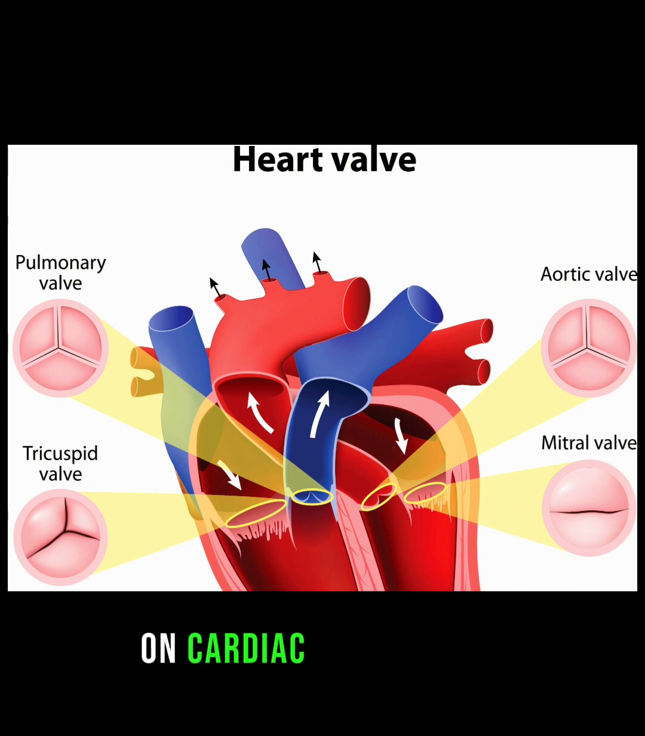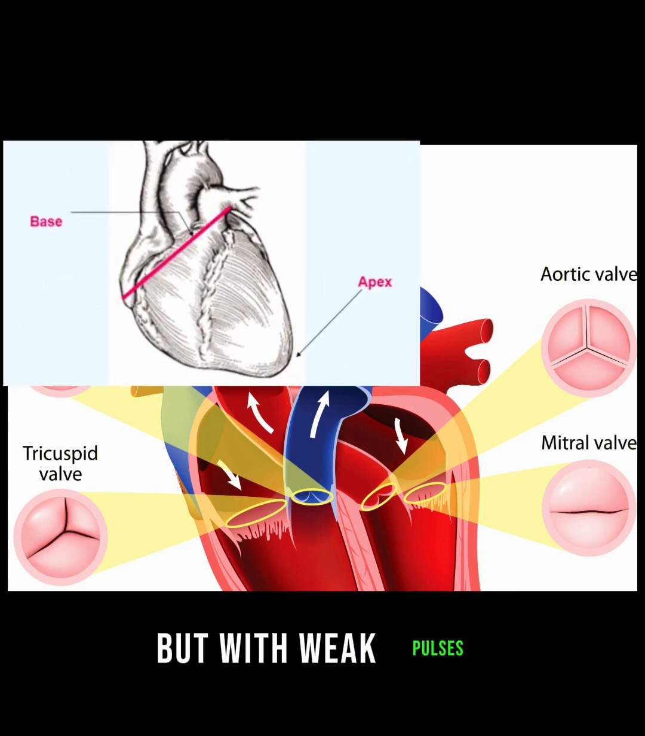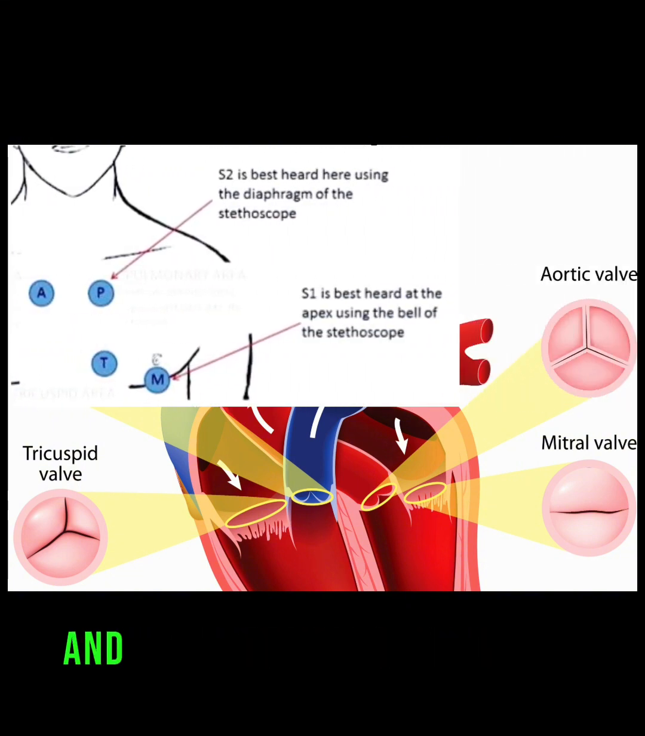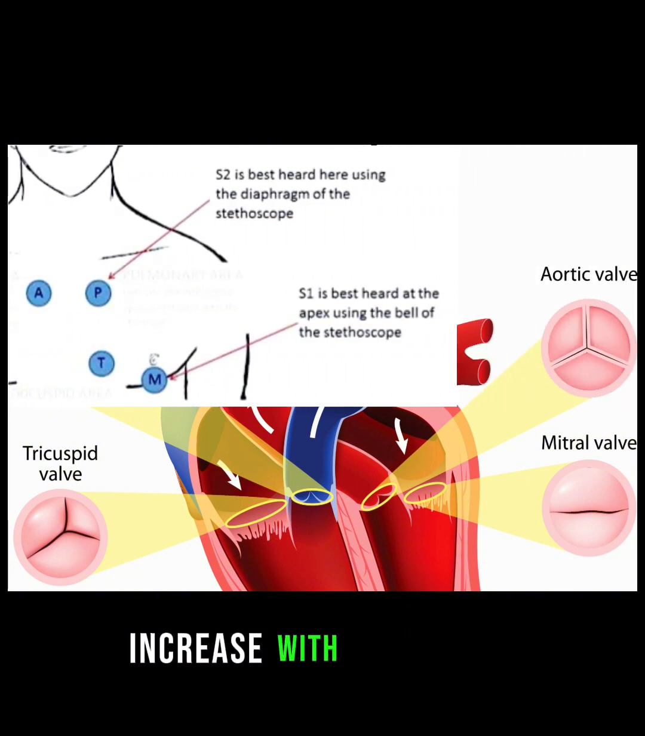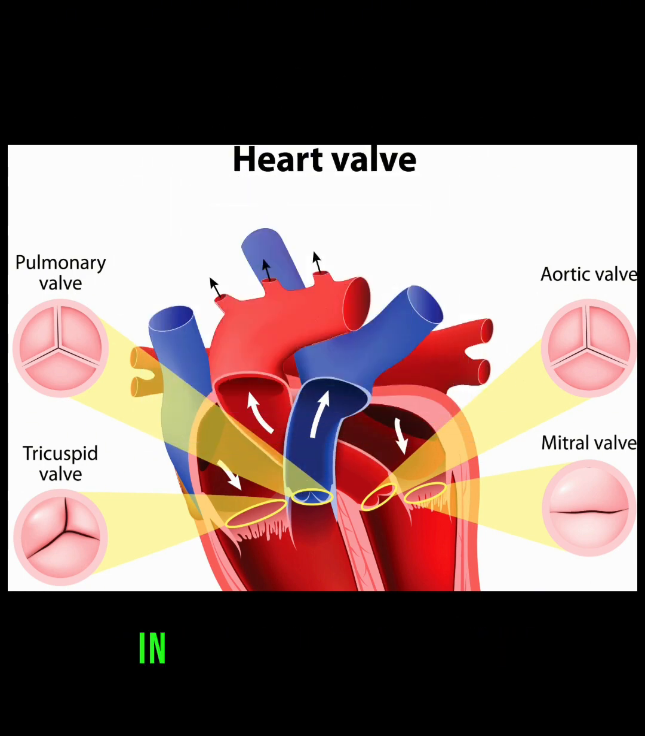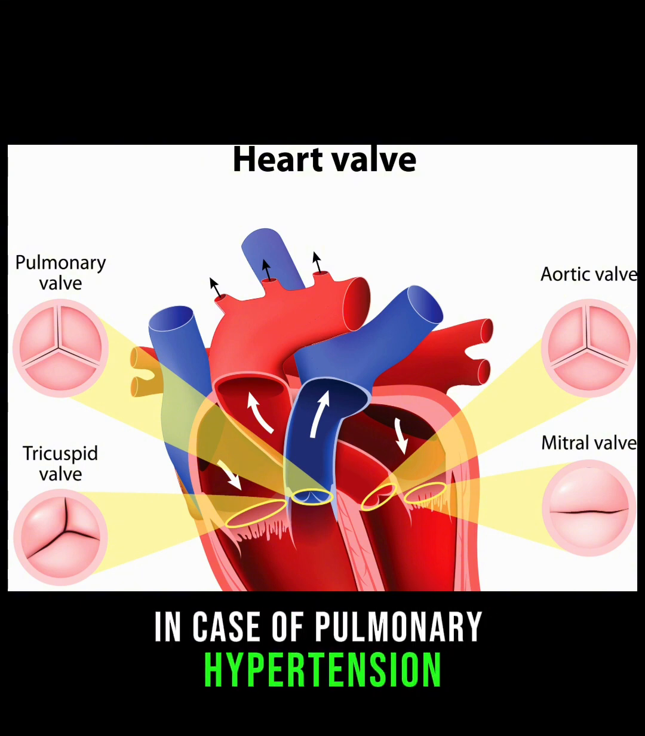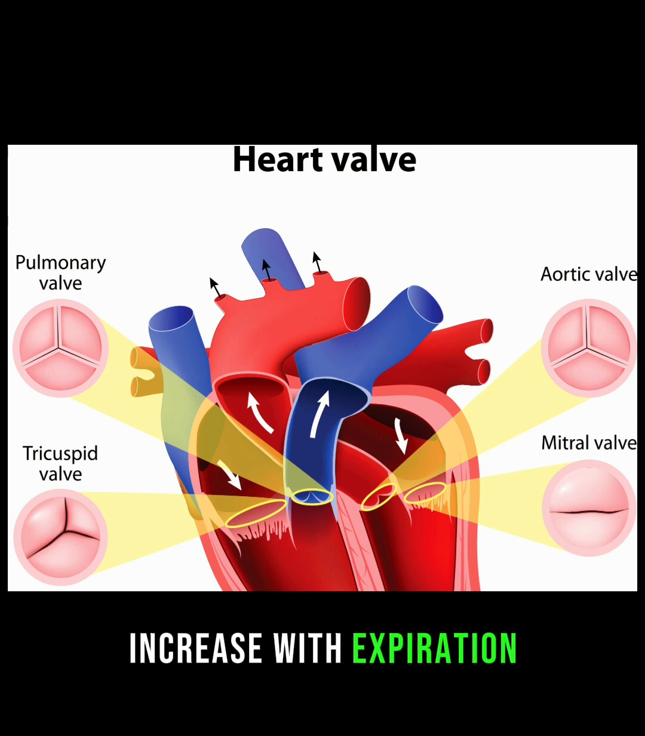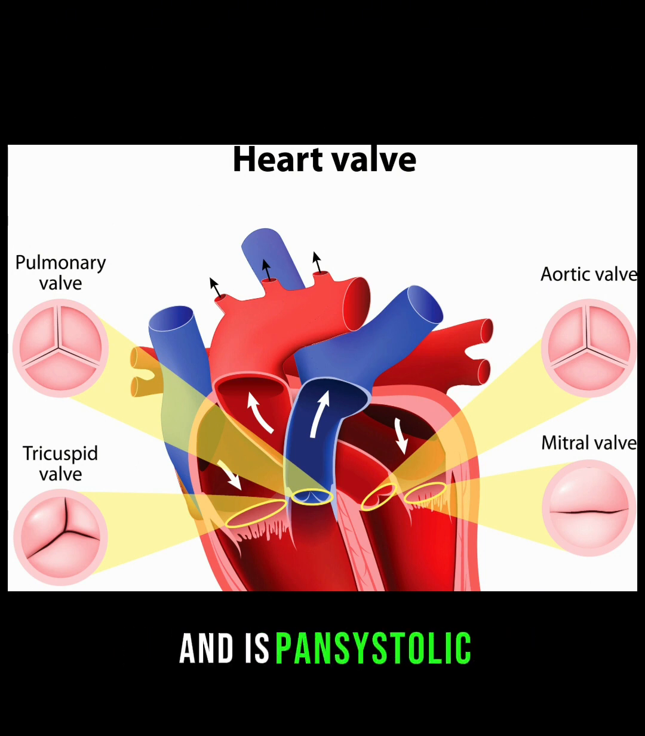On cardiac examination, in mitral stenosis, we find a slapping apex but with weak pulses, an apical diastolic thrill, an accentuated S1, and we hear a low murmur on the apex, increased with expiration and left lateral position, and it is mid-diastolic. In mitral regurgitation, we find a hyperdynamic apex, and a systolic thrill over the apex, an accentuated S2 in case of pulmonary hypertension. And we hear a blowing murmur on the apex, increased with expiration and left lateral position, and it is pansystolic.